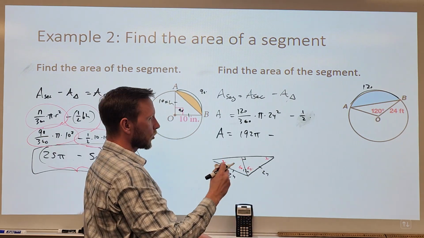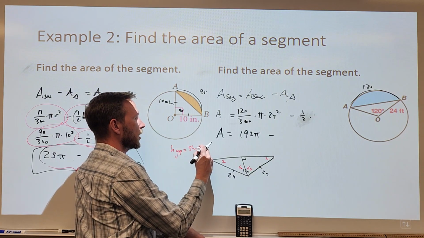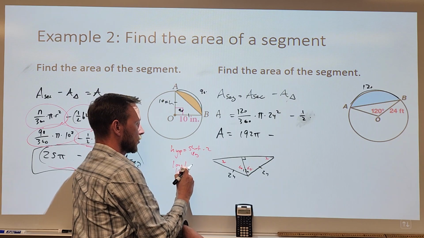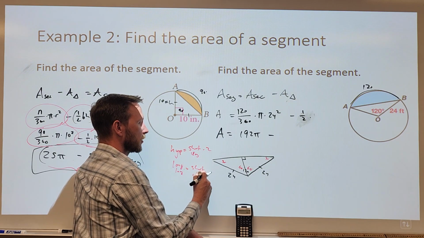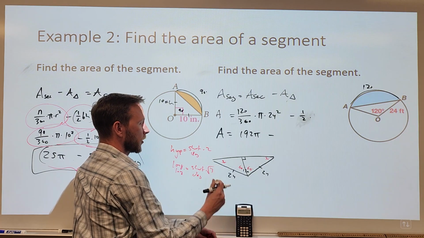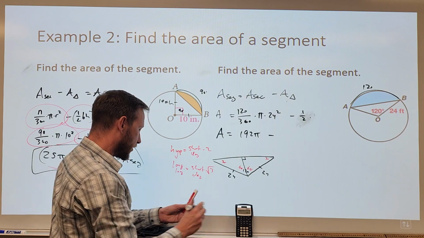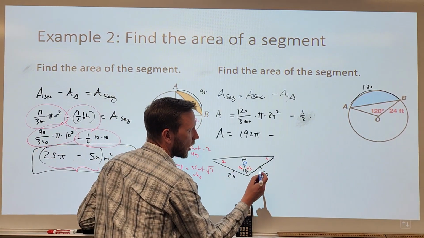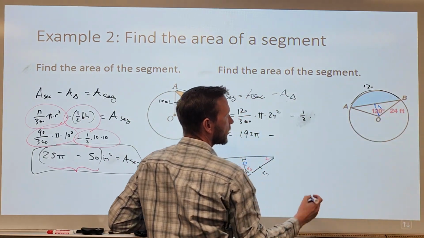Reminder, if you do not know those, in our 30, 60, 90 triangle, our hypotenuse is the short leg times 2, and our long leg is equal to the short leg times the square root of 3. So if this is 24, then that means that this piece right here is 12. This distance right there is 12. That's going to be the height of my triangle.